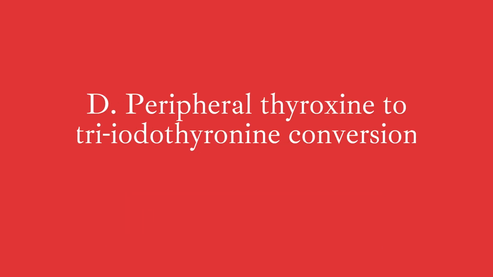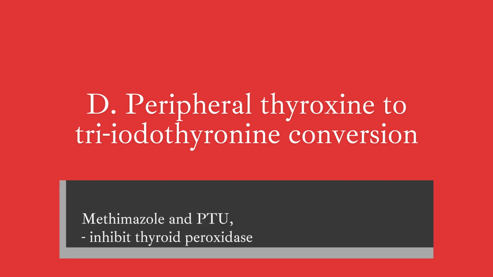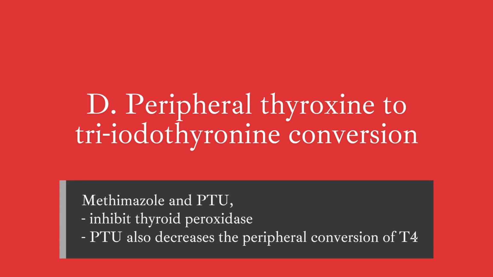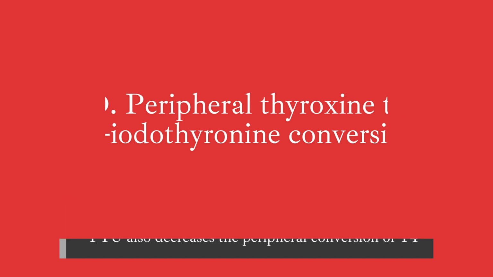Choice D cannot be the answer because methimazole and propylthiouracil are thioamide drugs used for treating hyperthyroidism. They inhibit thyroid peroxidase, the enzyme responsible for both iodine organification and coupling of iodotyrosines. Propylthiouracil also decreases the peripheral conversion of T4 to the active hormone T3, although methimazole does not have this effect.